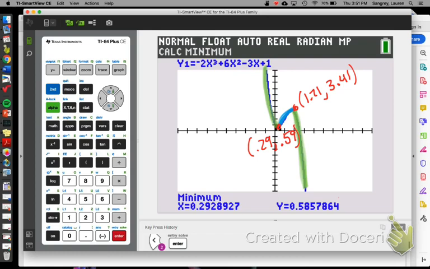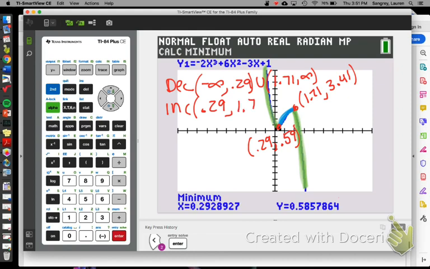So your decreasing interval is from negative infinity to 0.29, and then it's also from 1.71 to infinity. You're using your x values here. Your increasing value starts at 0.29 and goes to 1.71. So again, think x values.